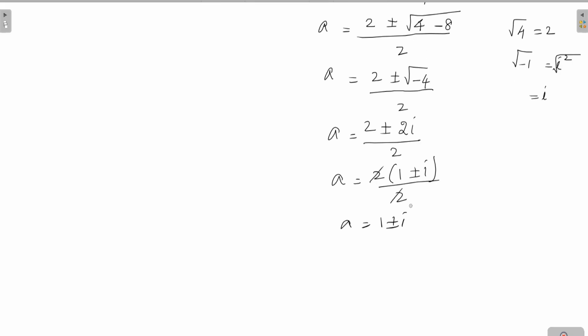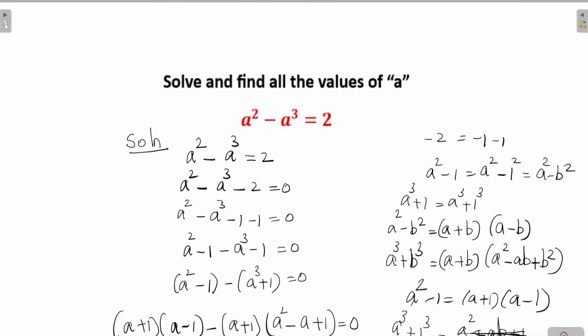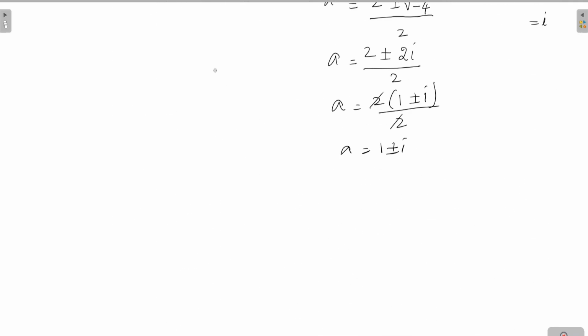The required values of a: because our equation has highest degree 3, definitely a has 3 values, either real or imaginary roots. Here one is a real root, and the other two roots are imaginary, that is complex roots. So finally we have the roots: a equal to minus 1 is the real root, and 1 plus i is one of the roots, then the other root is 1 minus i. These are the possible roots of this equation.